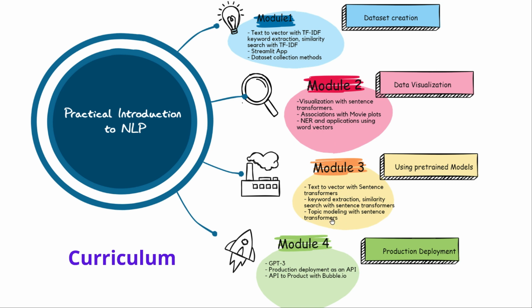And module 4 is very interesting because we are also going to see how we can go from algorithm to API, and then from API to a product using no-code tools like bubble.io. On a high level, we are going to cover all these topics: dataset creation, data visualization, and using models to build some algorithms and also do production deployment. Let's get into each of these modules and understand them a little bit better.